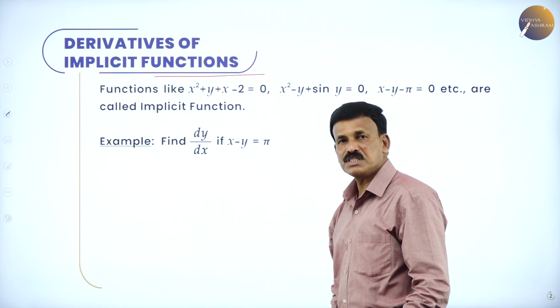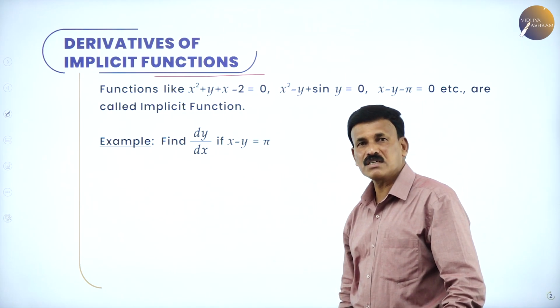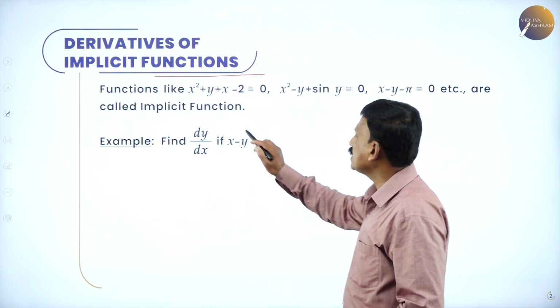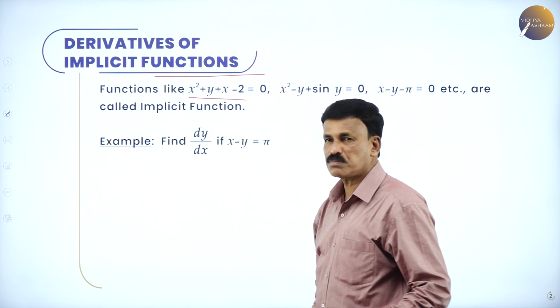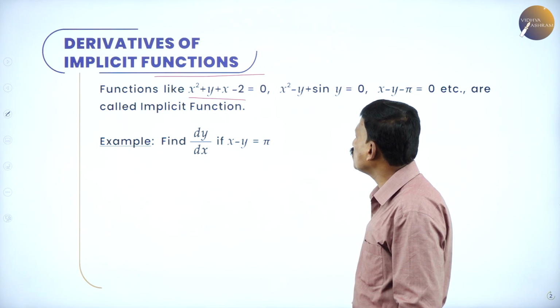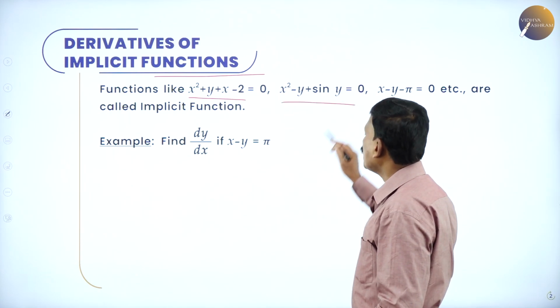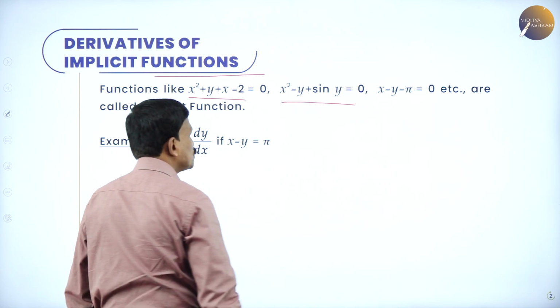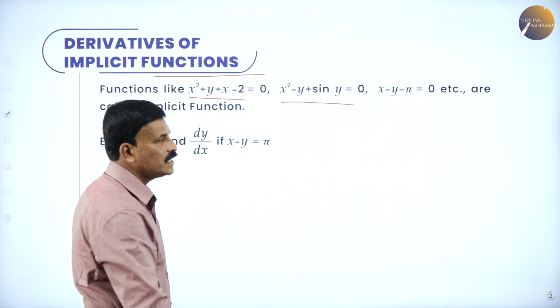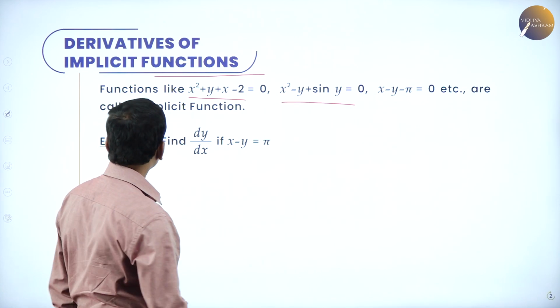Now, what is an implicit function? So far you might have studied explicit functions. Now, functions like x square plus y plus x minus 2 is equal to 0, or x square minus y plus sine y is equal to 0, or x minus y minus pi is equal to 0, etc. They are called implicit functions.